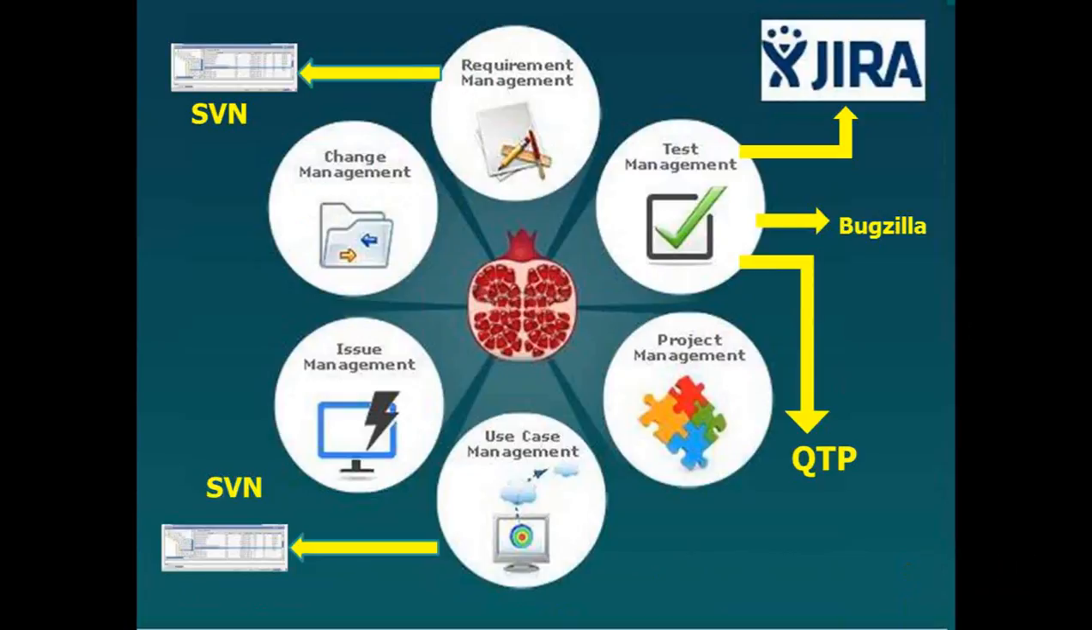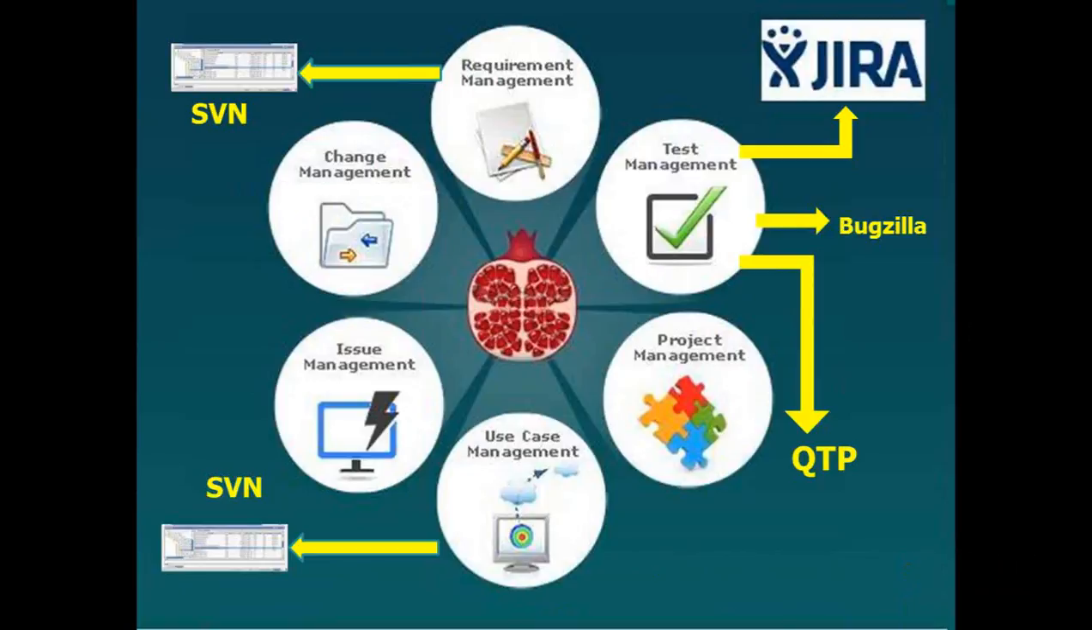Rommana ALM also supports use cases, everything you can imagine about use cases. Bug tracking or issue management is also within Rommana. And also change management, meaning when a requirement or a use case changes, how does this affect everything else, from the test cases that we wrote for that requirement to even the timeline and the resource allocation for that requirement.